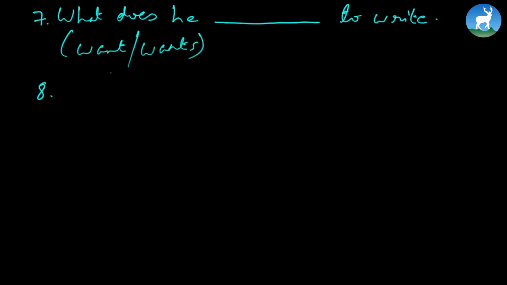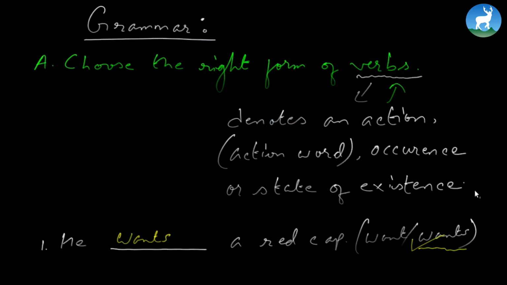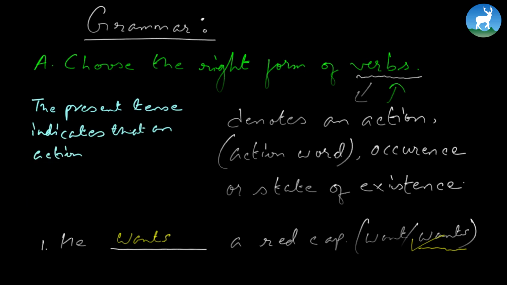Number 7, what does he do to write? Want and wants, right? Does he to song? He wants a red cap. Now, the options we have been given here are all simple present. Don't forget the present tense. The present tense indicates that an action is present now. And on top of that, here we're following simple present tense.